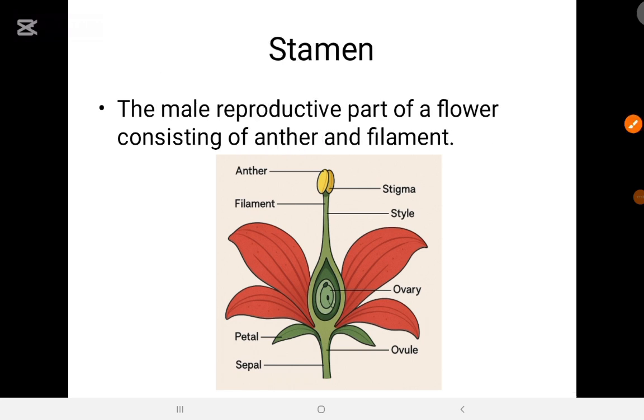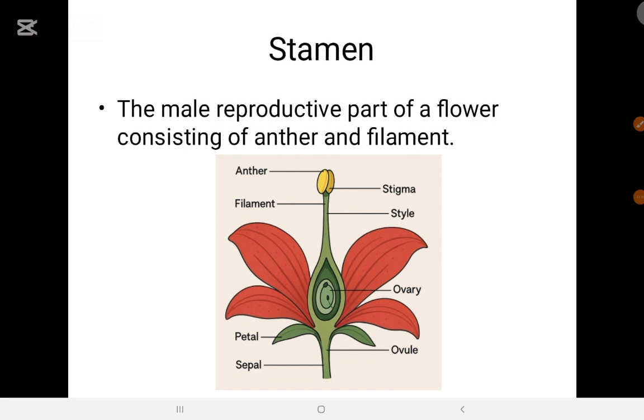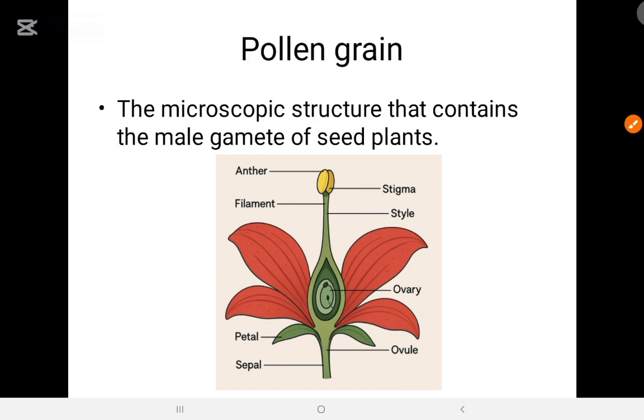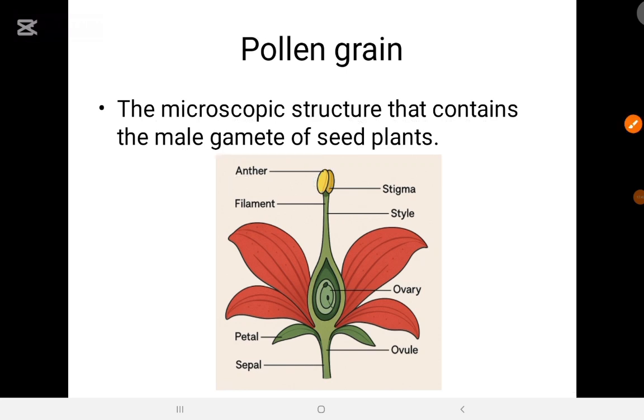All right. So we said the pollen grains are microscopic structures that are produced in the anther and contain the male gamete of seed plants. So they will be found inside the anther.